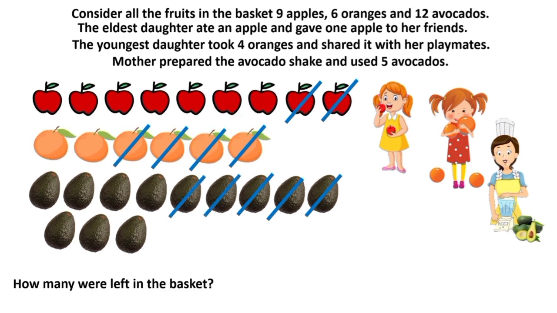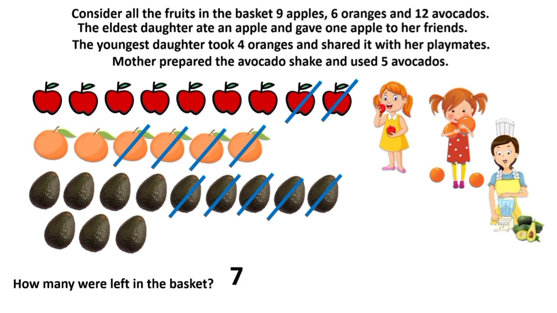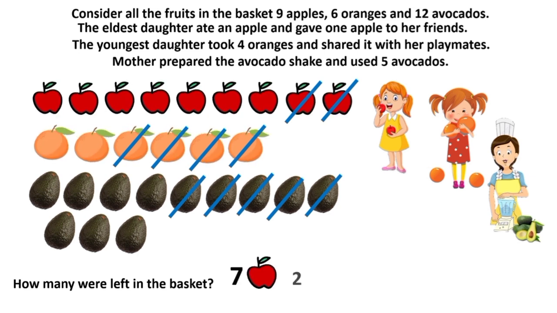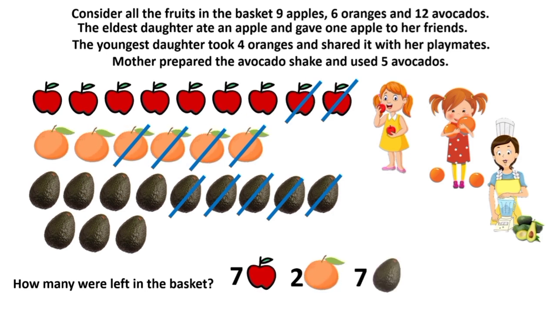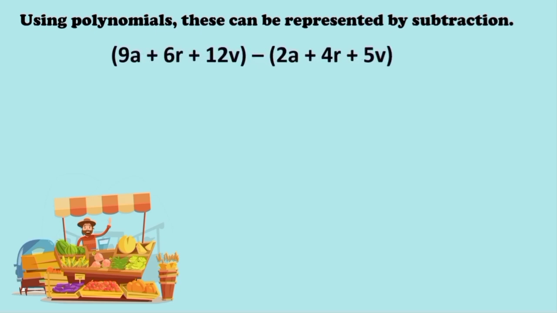How many were left in the basket? We have 7 apples, 2 oranges, and 7 avocados. Using polynomials, this can be represented by subtraction. 9a plus 6r plus 12v minus 2a plus 4r plus 5v.